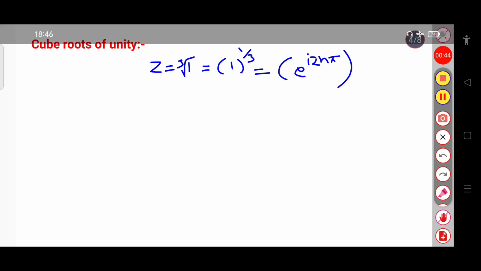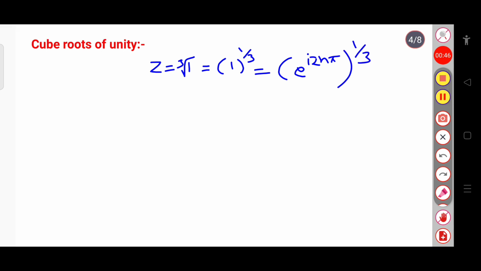Now let us take the example of the cube roots of unity. Here I am considering that our complex number is z, and that is equal to the cube root of 1. So this cube root of 1 I can write as 1 power 1 by 3, and in place of 1 I can write exponential iota 2n pi, whole power 1 by 3. So z equal to exponential iota 2n pi power 1 by 3, or simply z equal to exponential iota 2n pi by 3.